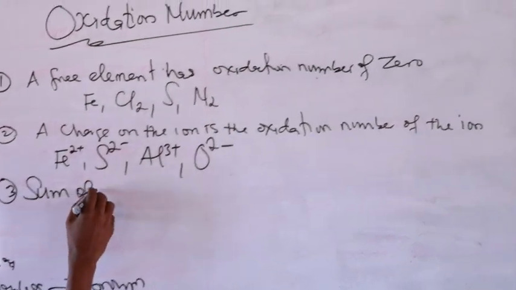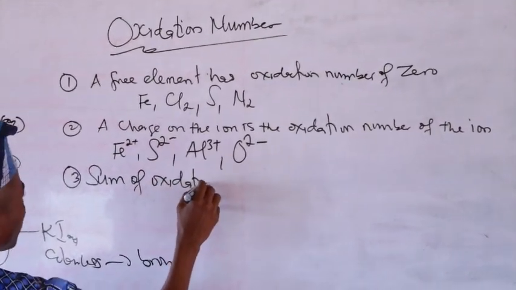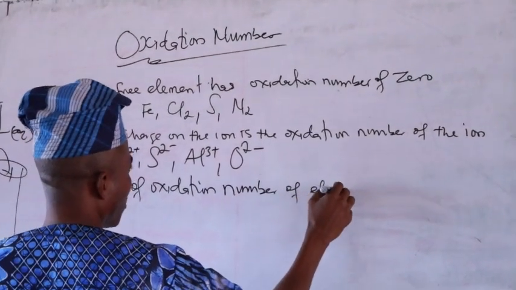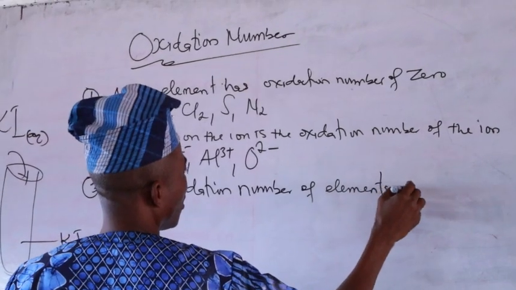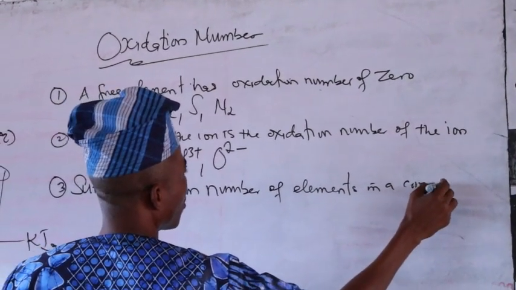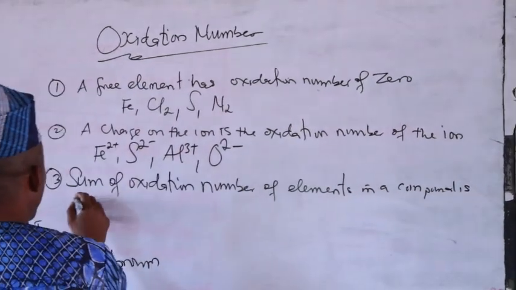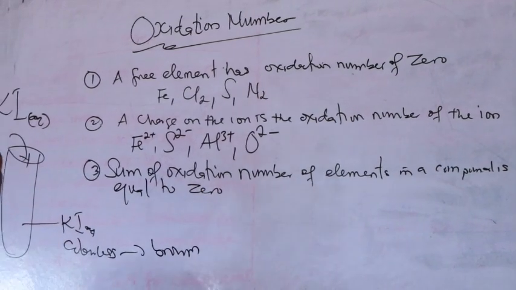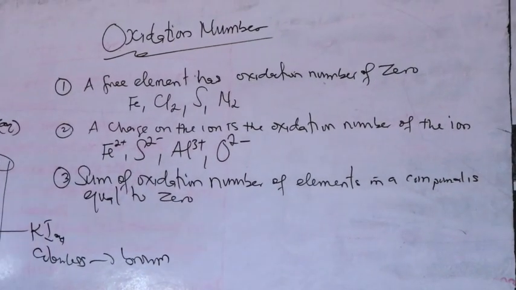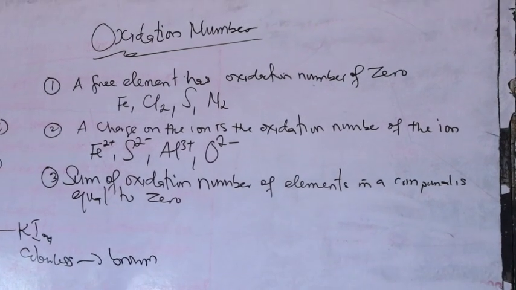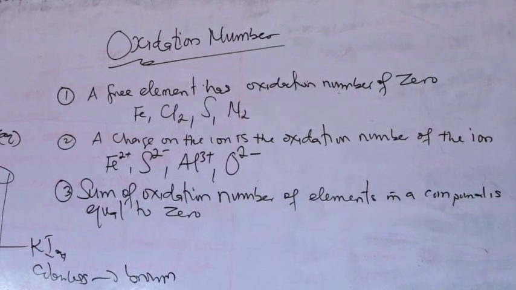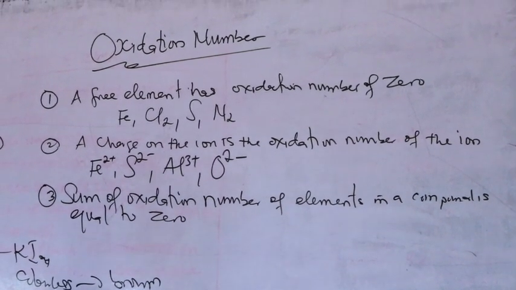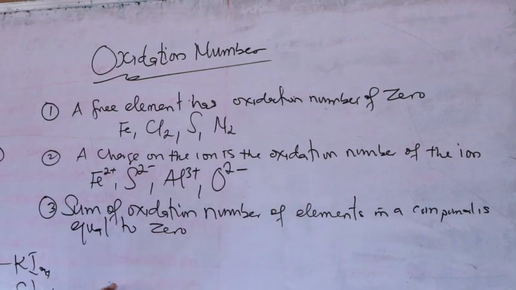The sum of oxidation numbers of elements in a compound is equal to 0. If you are given a compound, when you add the oxidation numbers of the elements present in that compound together, it will give us 0. The sum of the oxidation numbers of the elements in the compound is equal to 0.